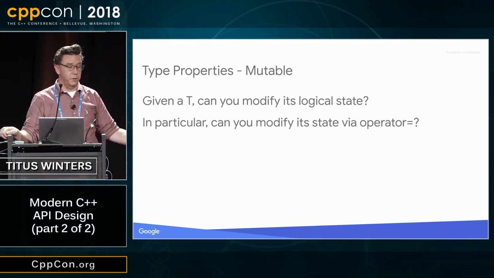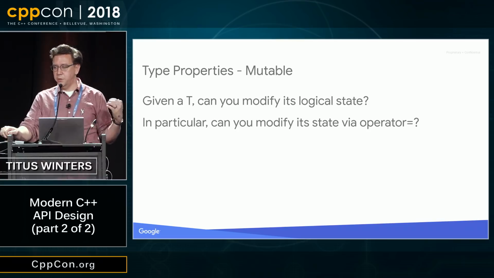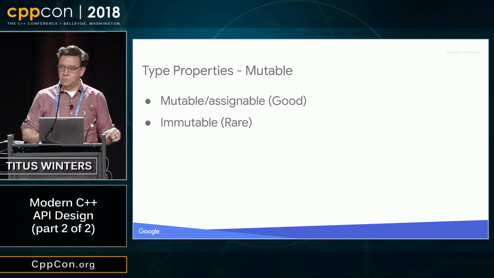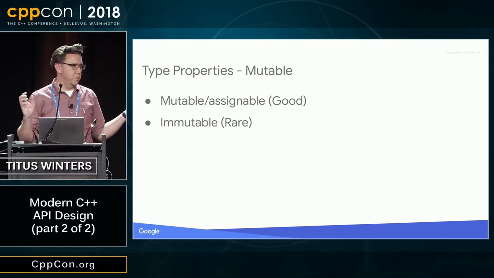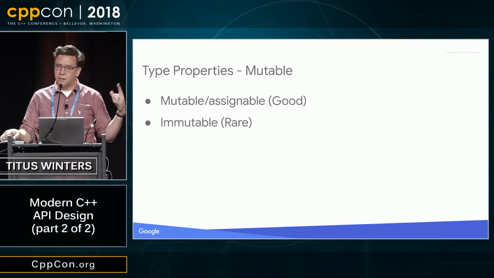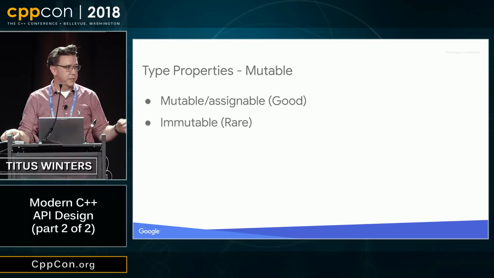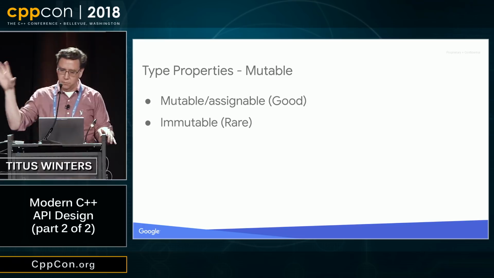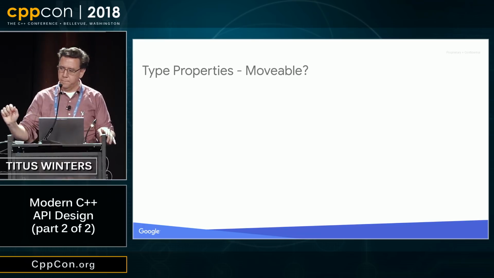There's this question of mutable. Given a T, can you modify its logical state? And in particular, can you modify its state via operator equals? Most types, yeah, make them mutable. That's perfectly reasonable. And there are a couple rare instances where it is justified to make your type completely immutable. We'll get into that as a holistic design a little bit later.